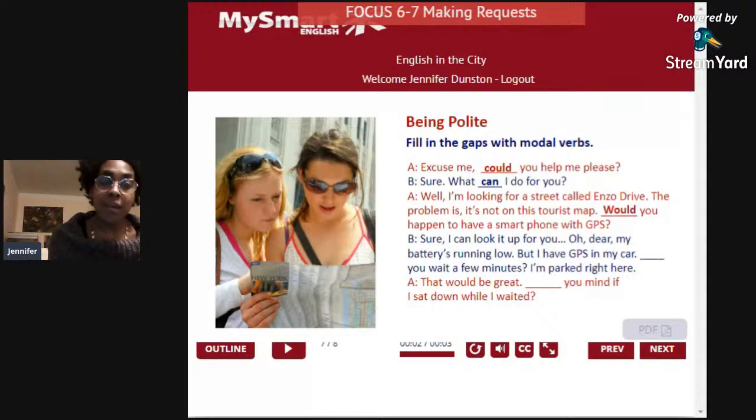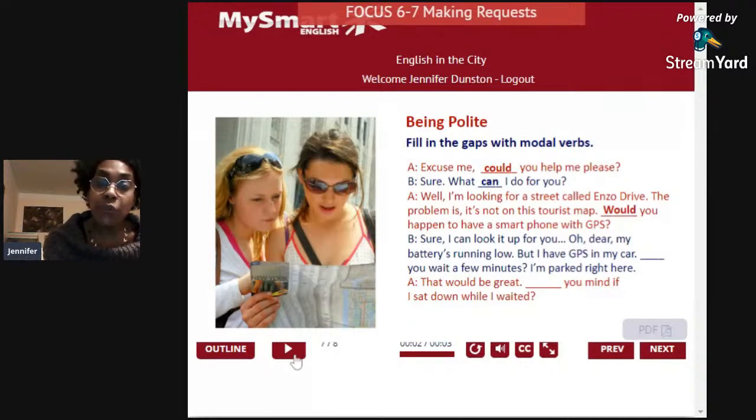Here we want another modal verb, but I have GPS in my car. Well, I have to be careful nowadays if somebody says they're going to their car. Would you wait a few minutes? Wait, is that still no? Would you happen to have a smartphone? But I have GPS in my car. Wait a few minutes. I'm parked right here.